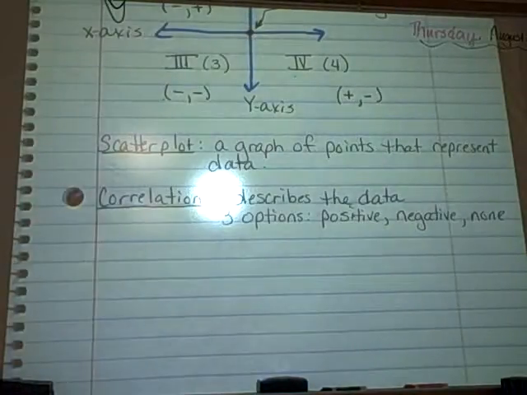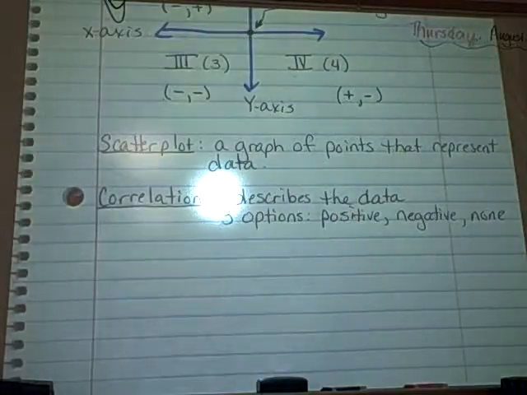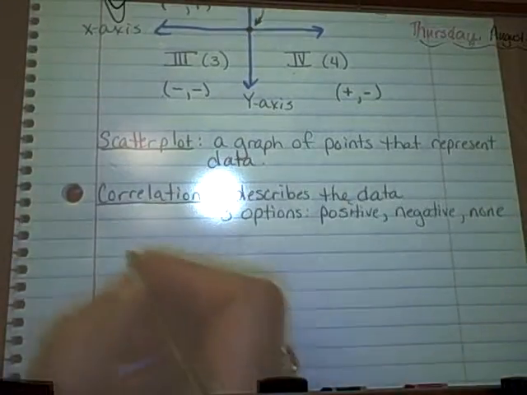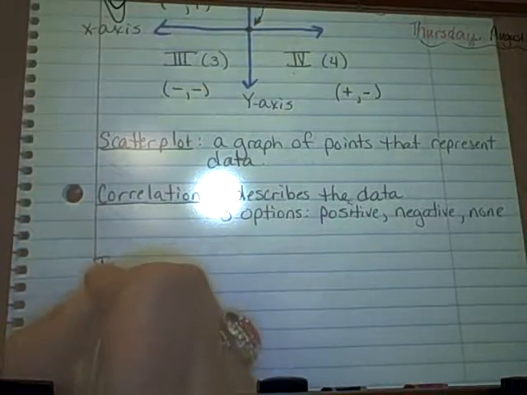No correlation is if I say your age and your eye color. It doesn't matter if you have a birthday, your eye color is not going to change. Correct? Or if some way you could magically change your eye color, that's not going to make you older. So that's none.